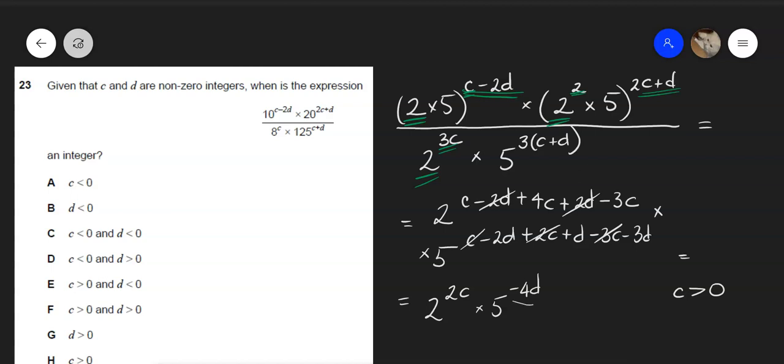And we have the same condition for the index minus 4d. 5 to the power of minus 4d will be an integer if minus 4d is positive. And this is possible when d is a negative integer. So d must be less than 0. And therefore this corresponds to the option E.